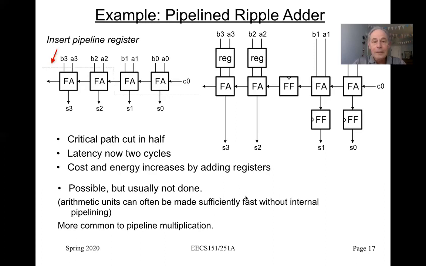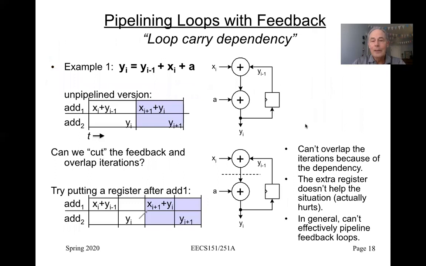Okay, so that's a simple example with a pipelined ripple adder. Now we're going to talk about some other circuits, and these are similar to the streaming example I had before, except this one has feedback. We could call this a loop carry dependency, meaning there's a carry from one iteration to the next. Right? And this is actually popular.